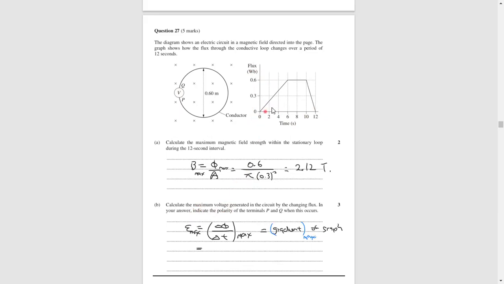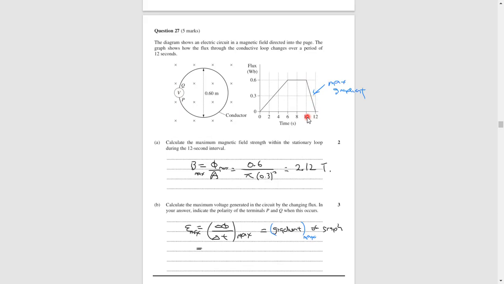And you want the maximum gradient. So if you examine this, that's the gradient. It's going up. This is 0. There's no EMF here, but this is certainly much steeper. So this is when you've got your max gradient. It's negative, but the positive and negative can affect the direction, but in terms of how big the EMF is, we just care about the magnitude.